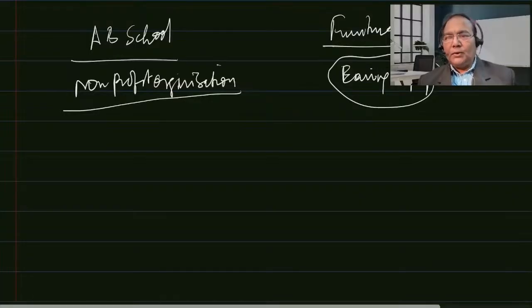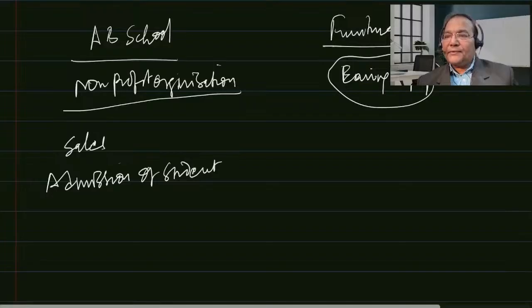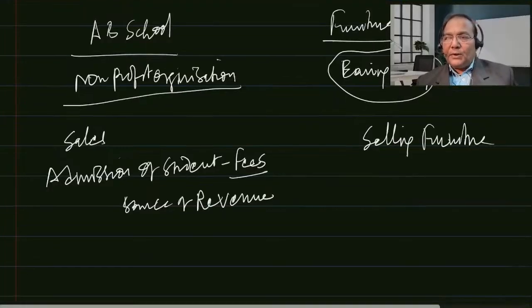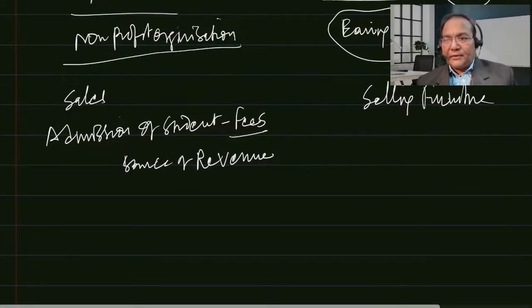Now AB school usually will not have sales as such, but there will be admission of students and the school will receive fees for admission. That is in a way a source of revenue for the school. So the source of revenue is fees or earnings. But for a furniture shop owner, the revenue source is selling furniture. Okay. Now the account maintenance will differ between a non-profit organization and a profit organization.